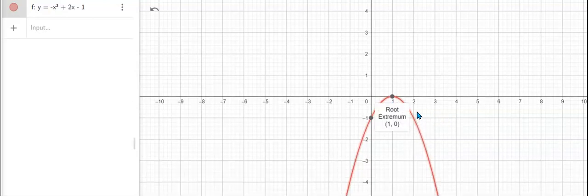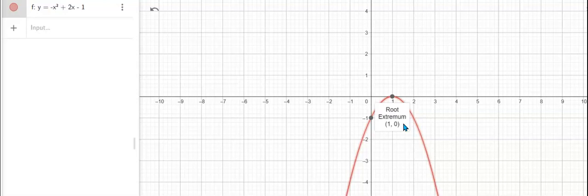So as you can see here, it says root. It also says extremum. Remember, this extremum is a max, the maximum, because that's the highest point. And it is also the vertex. It is also the root. So one point has three roles. Root is what we're looking for. We're going to say the solution to this quadratic equation is x is 1.